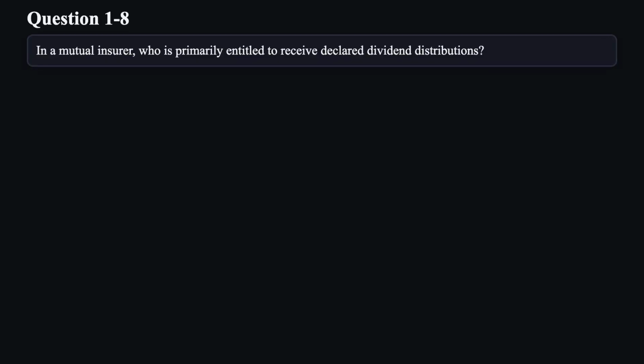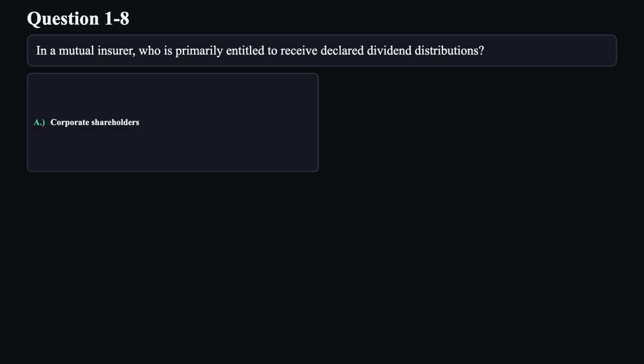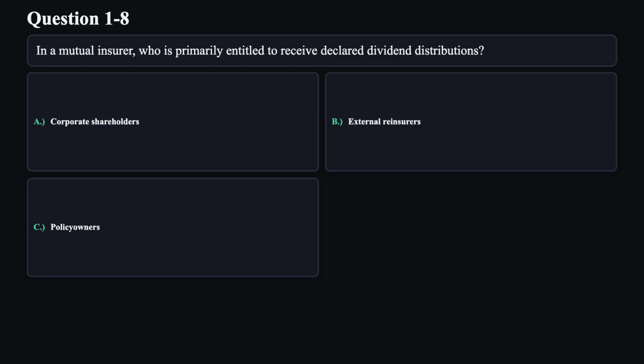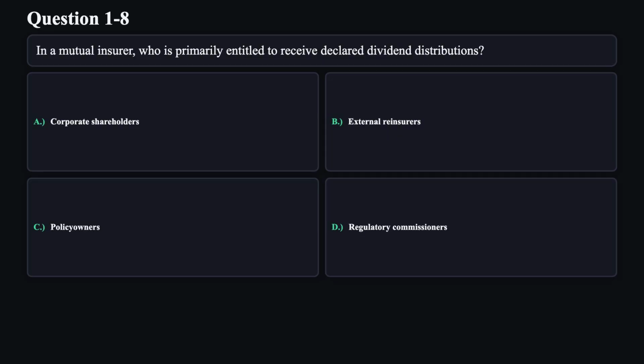Question 8. In a mutual insurer, who is primarily entitled to receive declared dividend distributions? A. Corporate shareholders. B. External reinsurers. C. Policy owners. D. Regulatory commissioners.